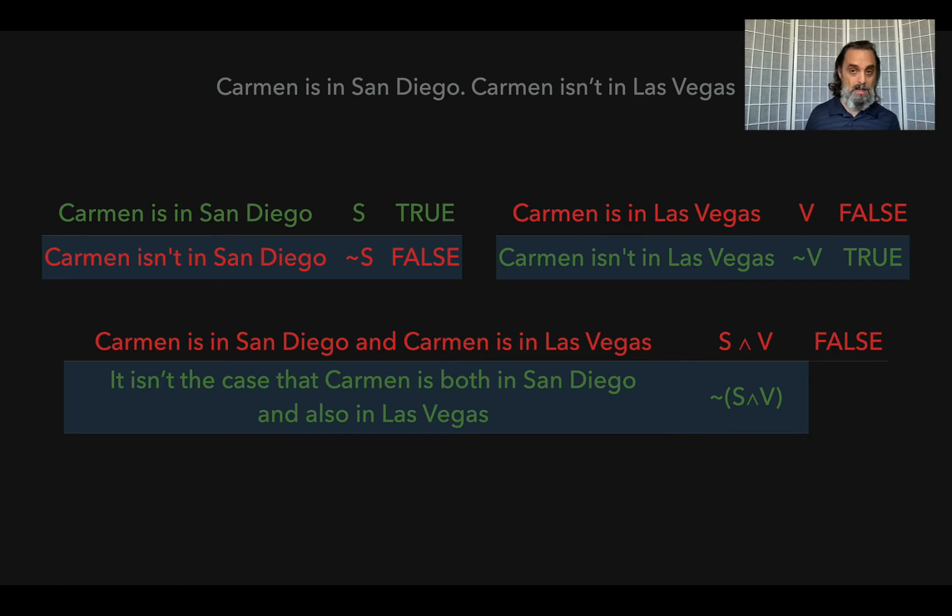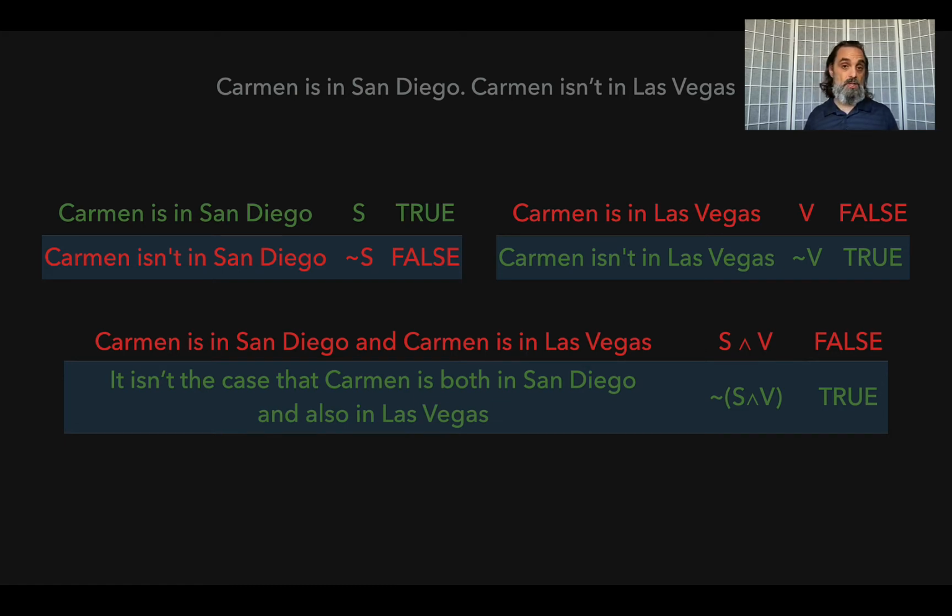It's not (S and V), the negation of S and V. And we know that when we have a sentence and its negation, they have opposite truth values. So even without thinking about what's going on with the pieces, we can tell that this has to be true, because it has to have the opposite value of S and V. S and V is false, so not (S and V) is true. And that should make sense.